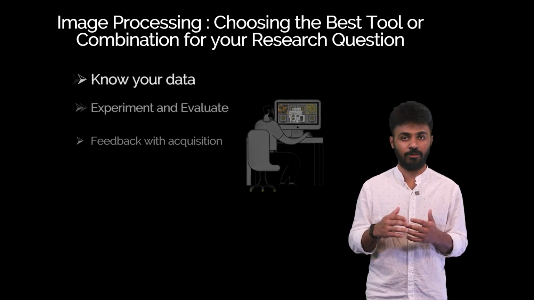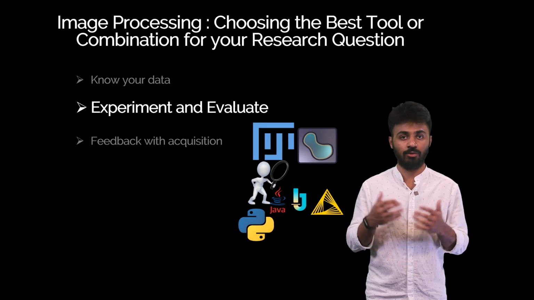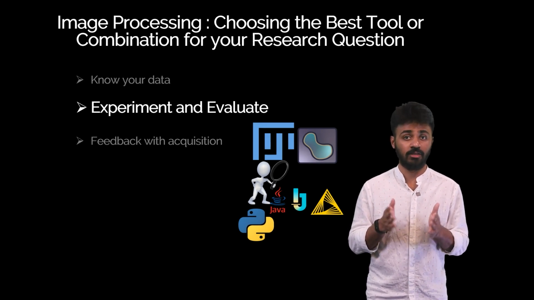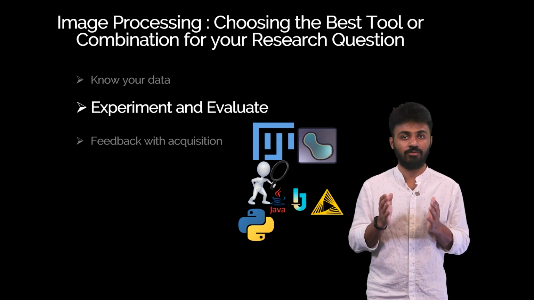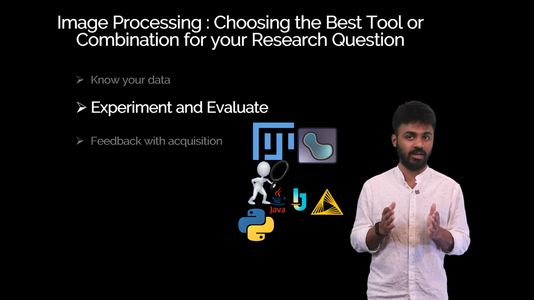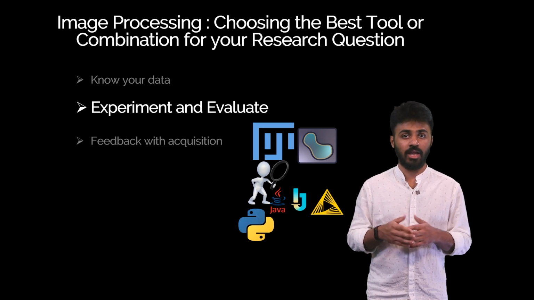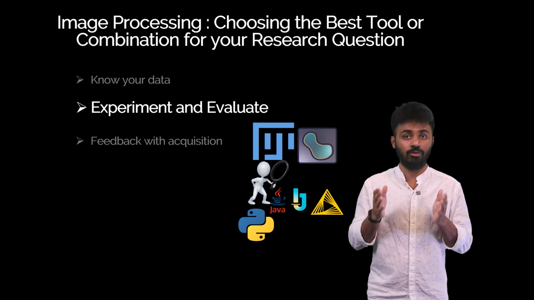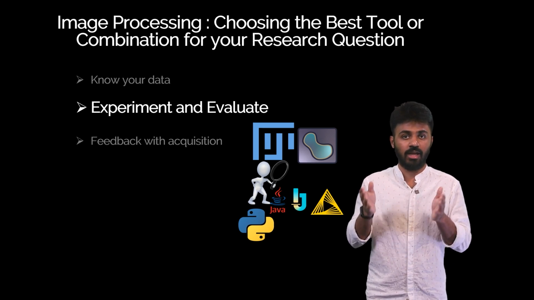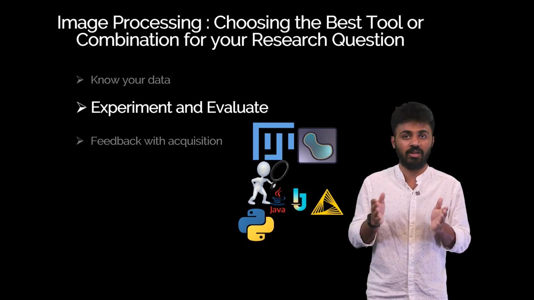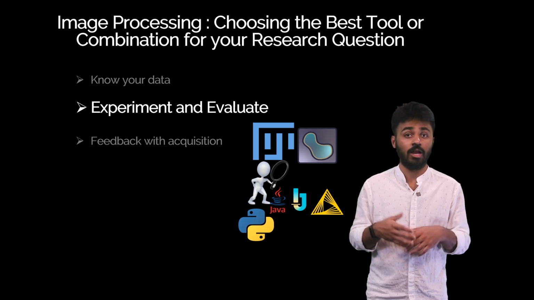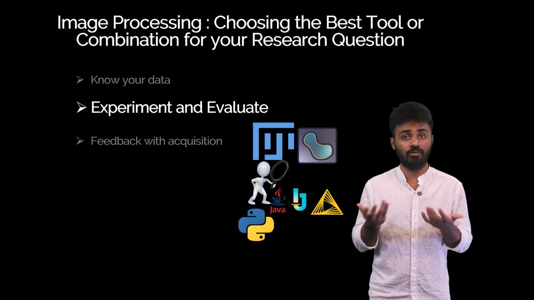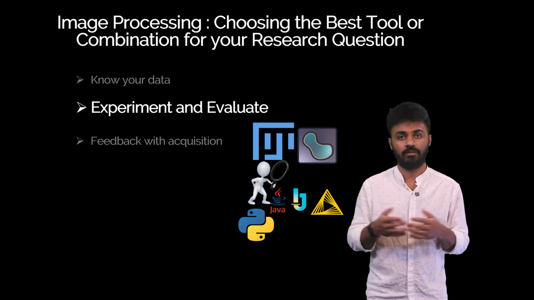When it comes to image processing, each tool has its own unique features and capabilities. It's important to consider the ease of use and availability of support or documentation when selecting the right tool for your research. In order to find the best approach for your research question, it's necessary to evaluate the tools based on their ability and experiment with different tools or combinations. Don't hesitate to try out different tools and combinations to see what works best for your specific needs.